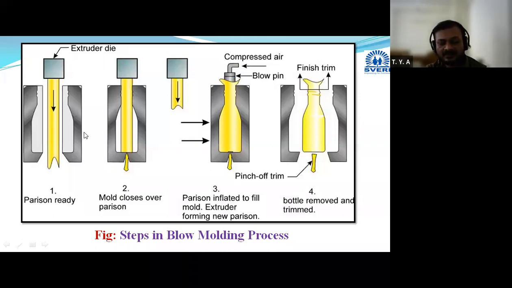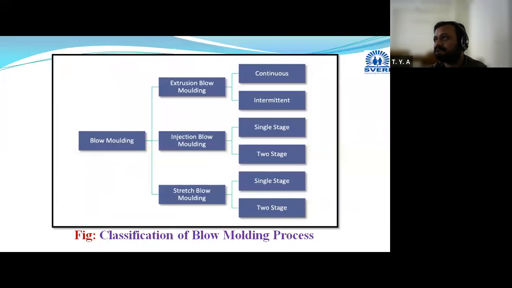Okay. Now we will move towards the classification of the blow molding process. Now, this blow molding process is classified in basic three types: extrusion blow molding process, injection blow molding process, and stretch blow molding process. Each process is further classified in two types.